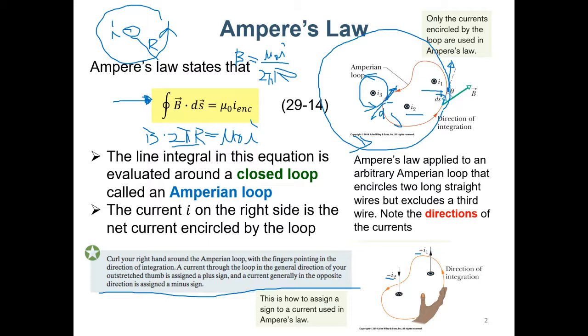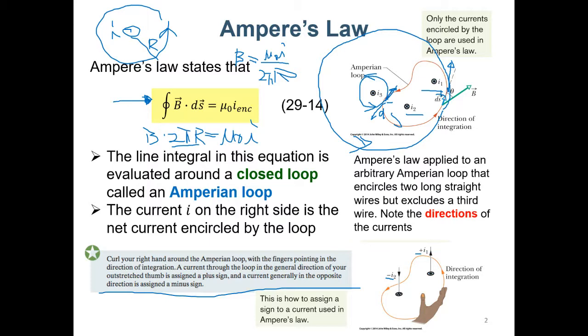For that one, there is no symmetry, so you can only calculate the overall line integral of B dot ds. But for that one, you know that it is symmetric, so the magnetic field at every point is the same. So you can simplify the line integral, something like that.